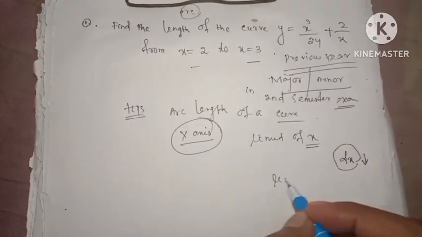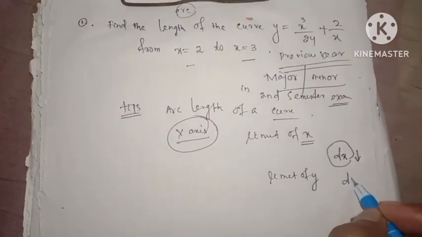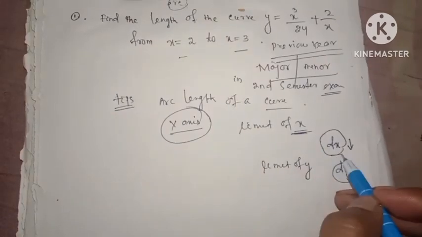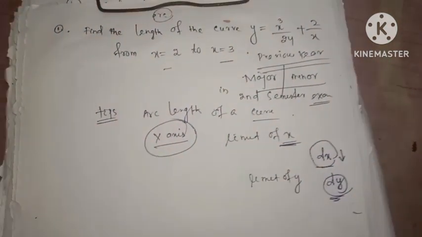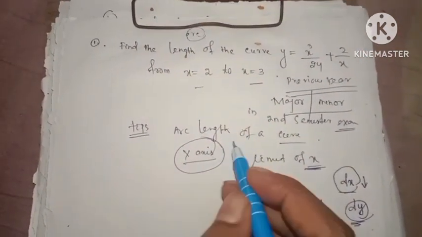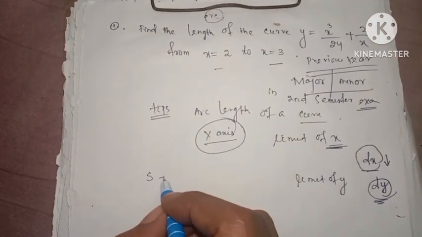When there is a limit of y, then integrate with respect to dy. Always remember: when a limit of x, then integrate dx; when a limit of y, then integrate dy. So suppose I will find the length of the curve. The length is L or S. It may be S or L. This is S.